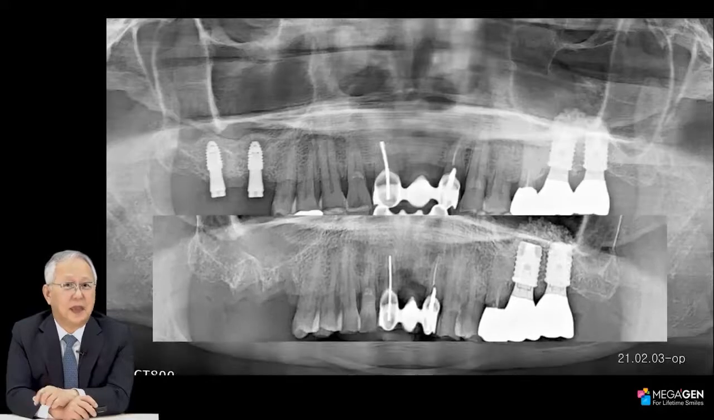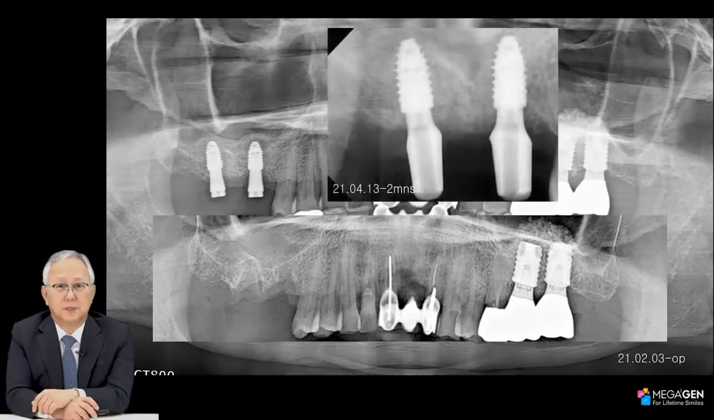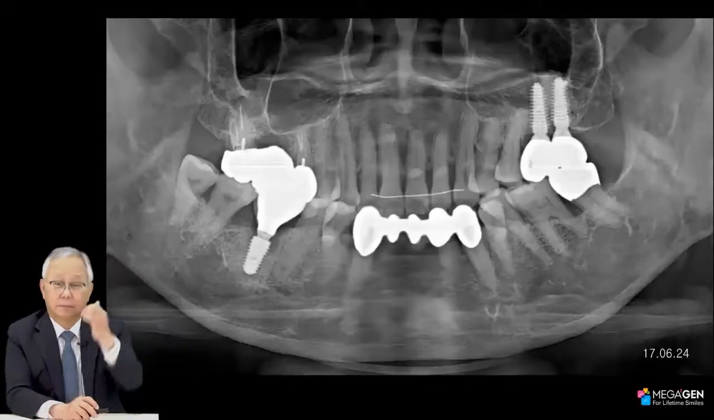It's very easy and, as you know, almost no swelling, no pain. Very easy healing and very good.